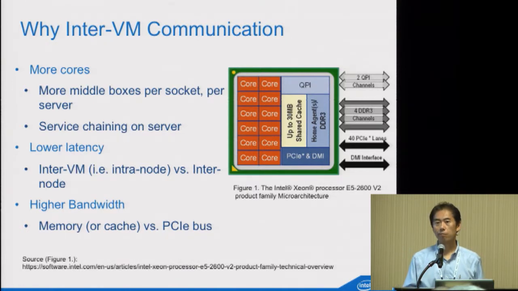First of all, it's the latency. If you compare the latency inter-node versus intranode, you should have much lower latency within the node, which is the intranode, right? So if we can have the other middle box in the same node, then you can have a lower latency. The other reason is higher bandwidth. If you compare the PCI Express bus versus the memory or interconnect bandwidth, obviously the memory bandwidth and the QPI bandwidth are higher. So this is the reason inter-VM communication will be very important.